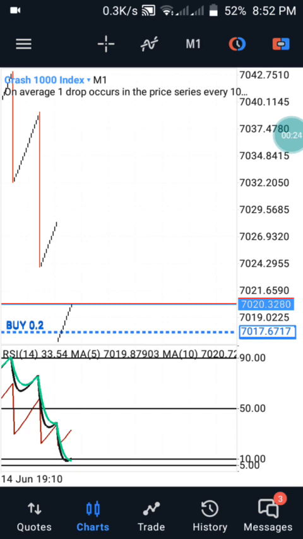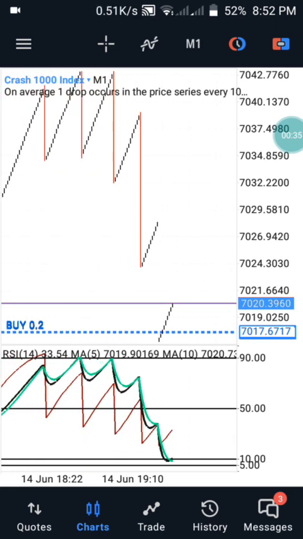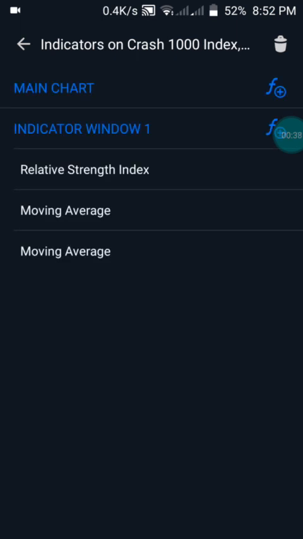So guys, today I'm back with another strategy on Crash 1000, 1 minute time frame, and I'm going to show you the settings for this strategy, because these are the settings that we need to know about first. On our main chart, we don't have anything. We have the indicator window one first.